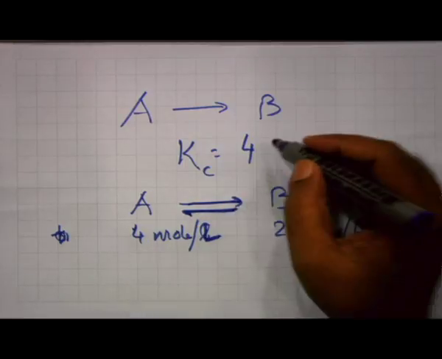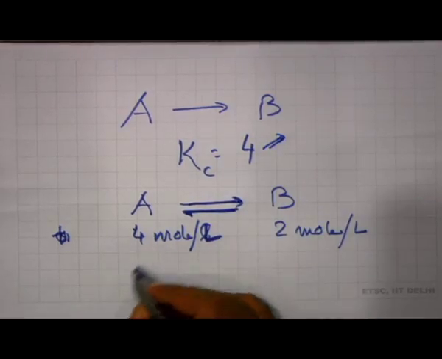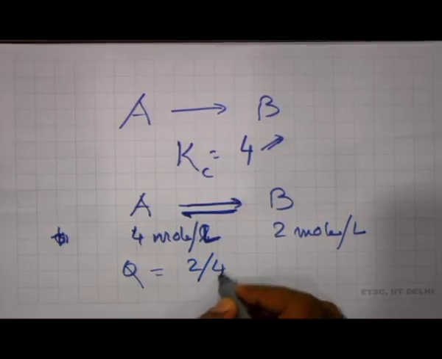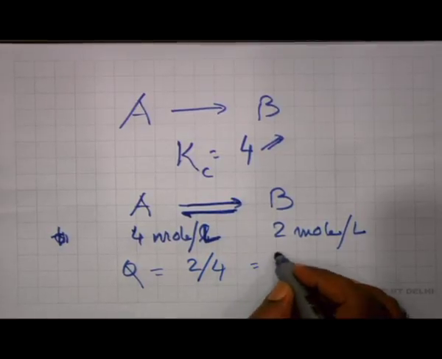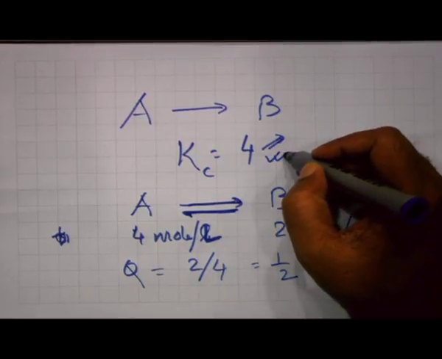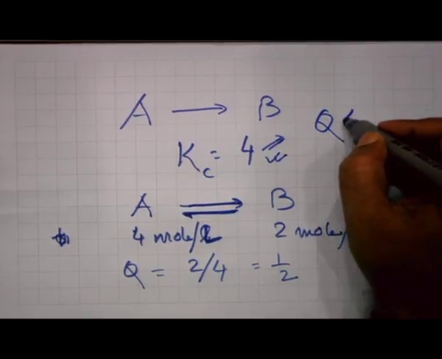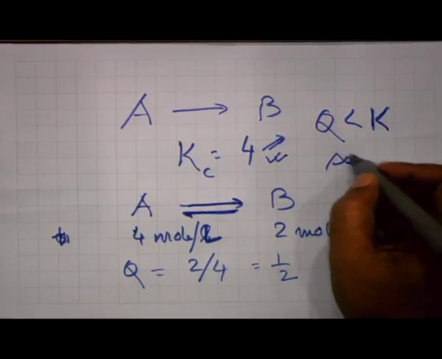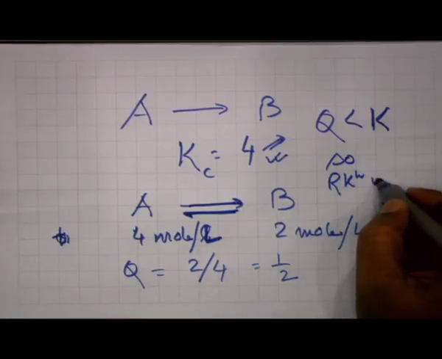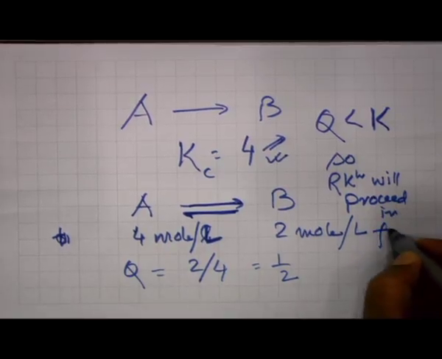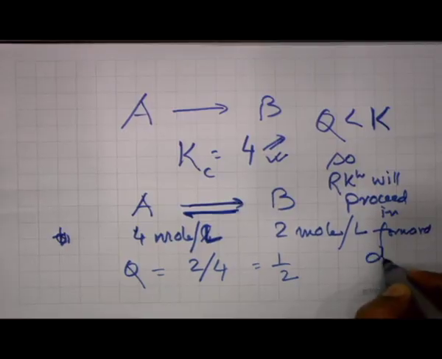We can do that since we have Kc and we know the value of Q. In this case, Q is what? 2 by 4, and so Q is half. You see here, what is Kc? Kc is 4. So, Q is less than K, and so the reaction will proceed in the forward direction.